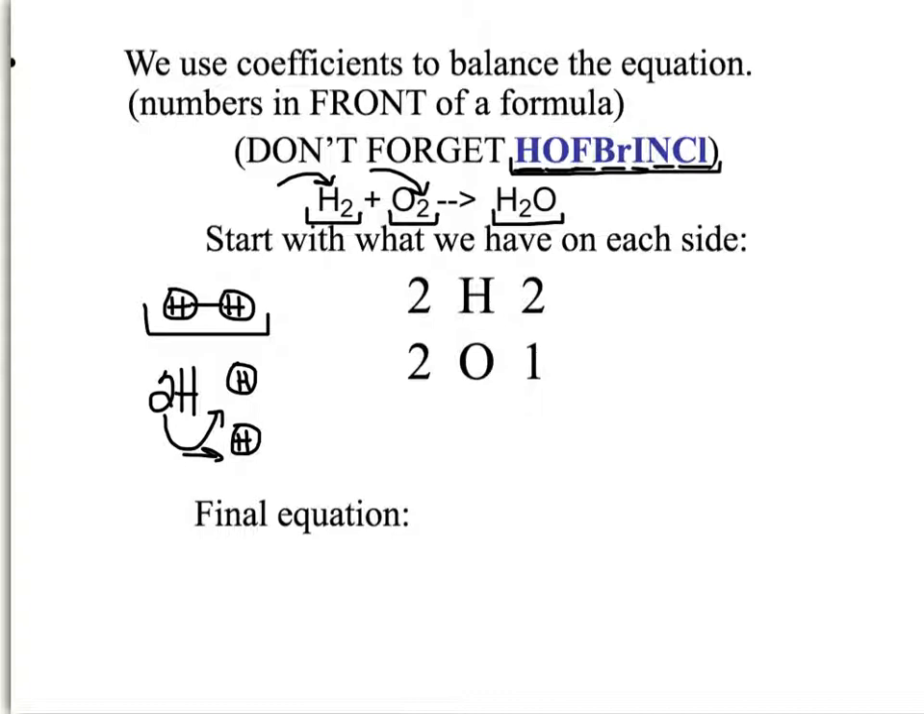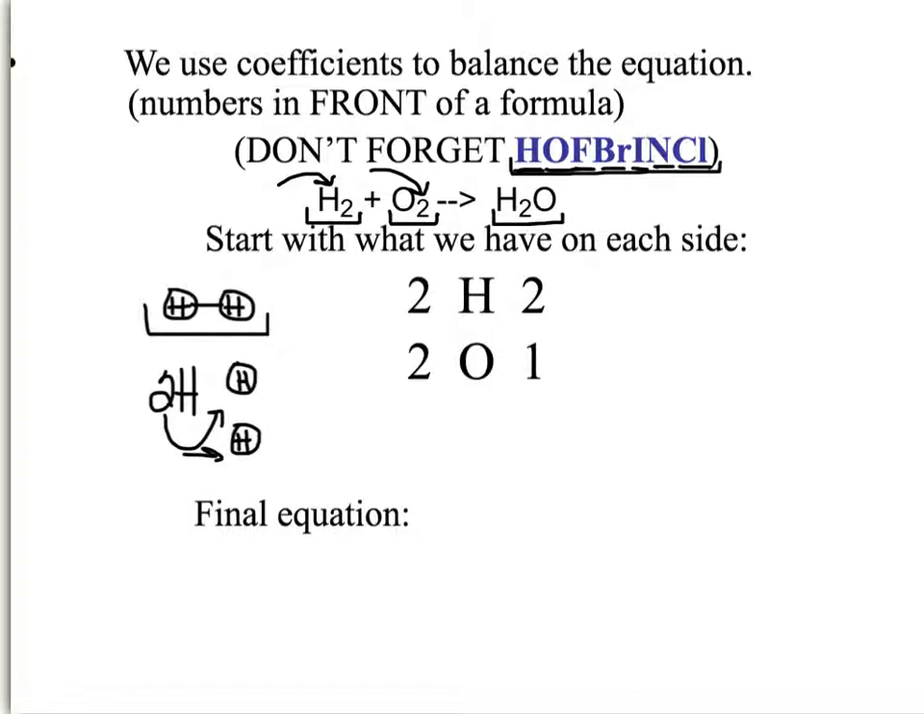But when we're counting up, if you had either one of these, this one or this one, you would still have 2 hydrogens on the left. We also have 2 oxygens on the left, so we put a 2 here. On the right, we have 2 hydrogens. However, we only have 1 oxygen. So this equation is not balanced.